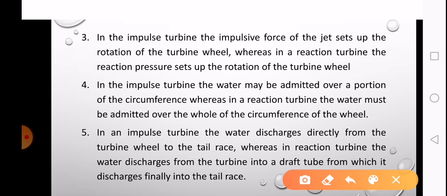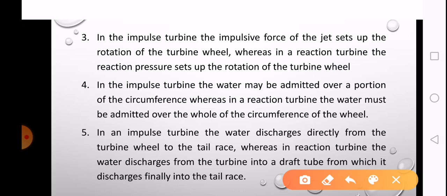In the impulse turbine, water is admitted only over a portion. What it means is, if you carefully observe a Pelton wheel, the nozzle of a Pelton wheel through which the water comes out at any given point of time is going to hit only one bucket of the Pelton wheel. While in case of Francis turbine and Kaplan turbine, the entire casing is filled with water, and water is flowing over all the blades. So water may be admitted only over a portion of the circumference. Only there is one nozzle which comes. Whereas in case of a reaction turbine, water must be admitted over the entire circumference of the wheel.